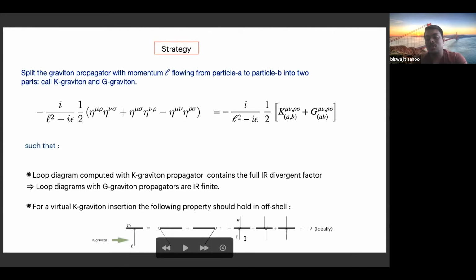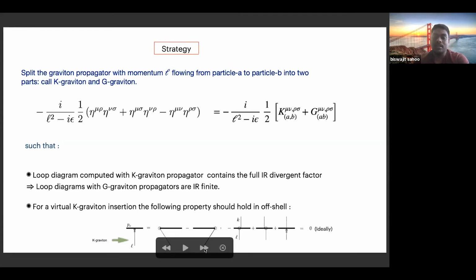With this, we can also check that if we choose this k properly, then even if there is an external graviton, if we choose this k such that it goes to the extreme left or extreme right, connected via the two-scalar, two-graviton vertex, then this diagram vanishes. So if we insert a k graviton, it will help the diagram propagate to the extreme left and the extreme right.